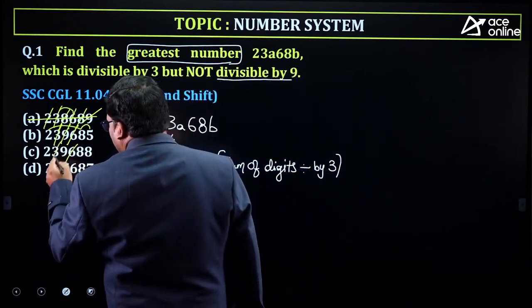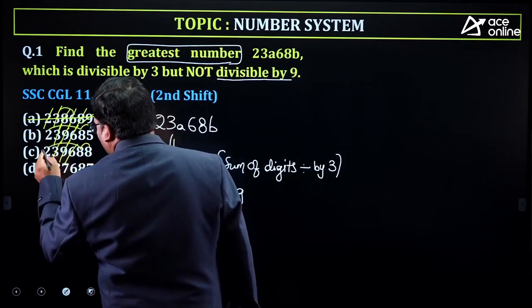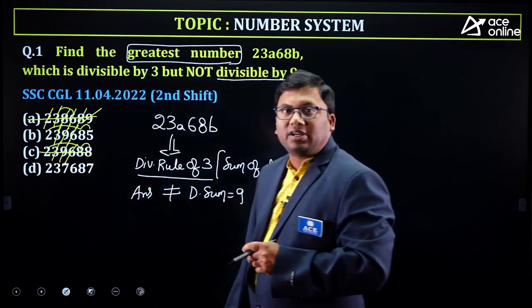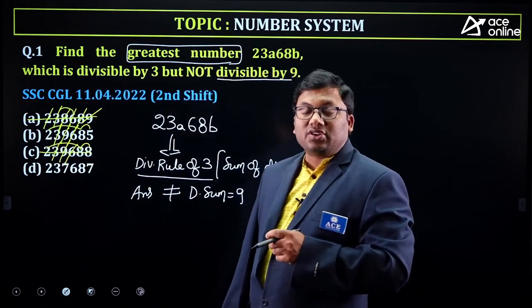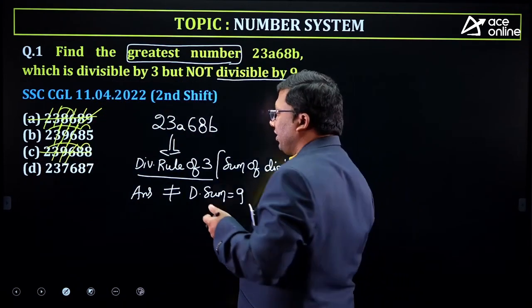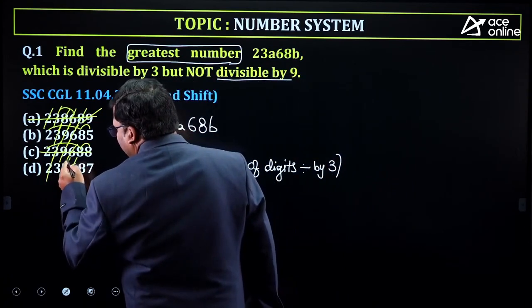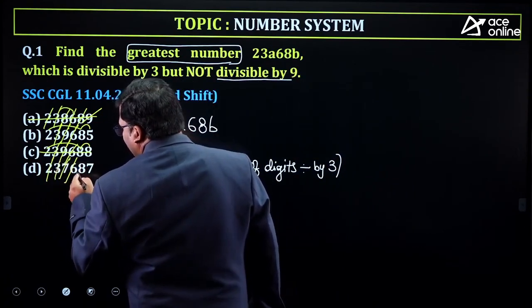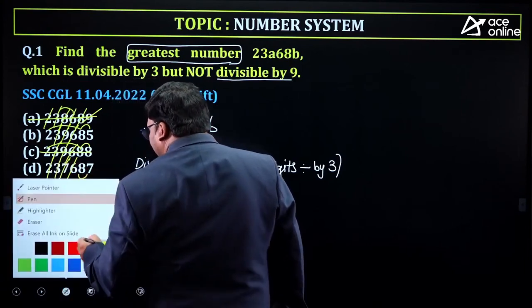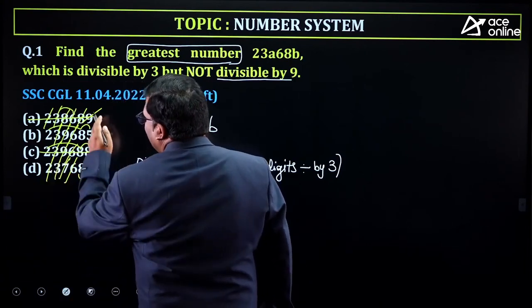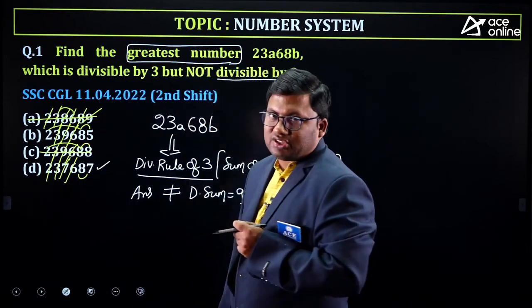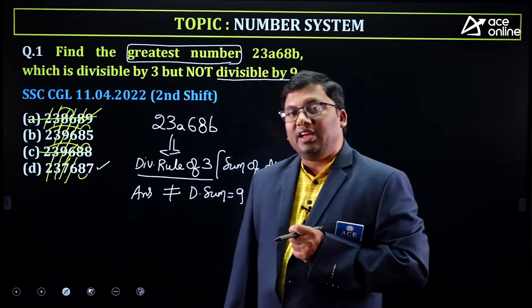6 plus 3, 9. Here also 9. 16 plus 2, 18, it is a multiple of 9. We should remove the number which is a multiple of 9. 6 plus 3, 9. 7 plus 2, 9. 6 plus 3, 9. 8 plus 7, 15. 15 is 1 plus 5, 6. The answer can be either A or D.